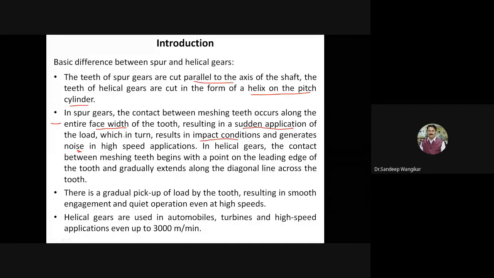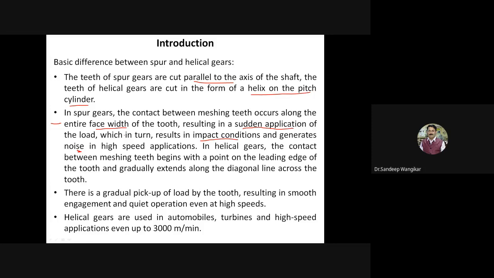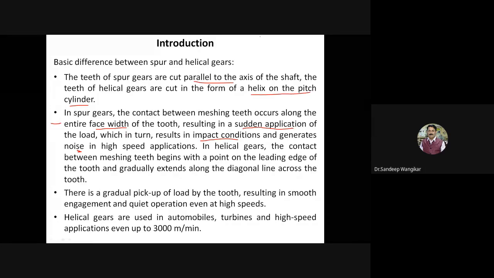If more and more higher RPM and higher speed conditions are required, this clearly implies that we have to go for helical or any other type of gear. There are limitations to use the spur gear at higher RPM. So this is a very basic thing. Then in helical gear, now let us see.